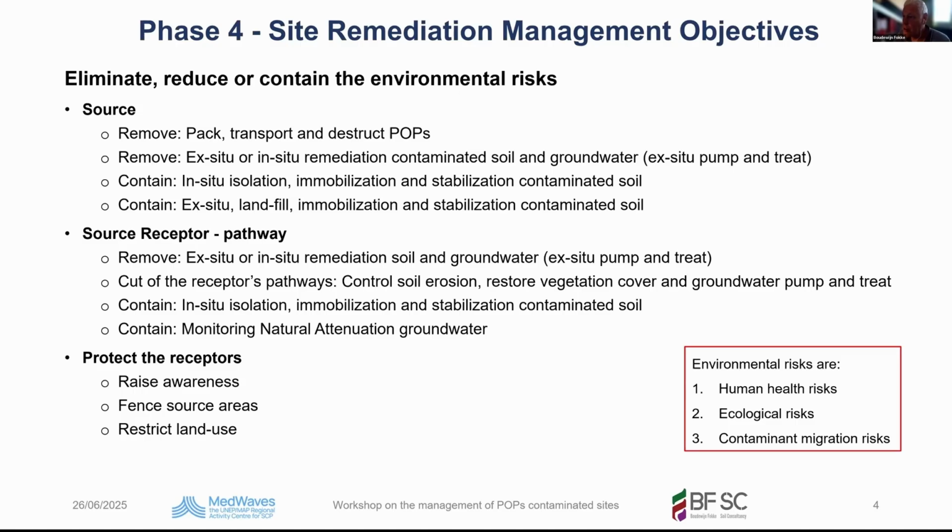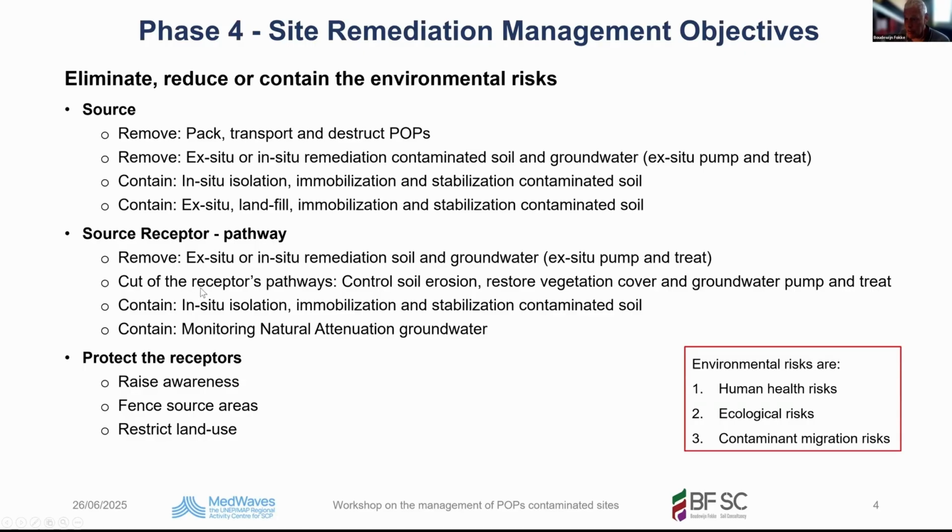That means immobilization. But ex situ containment is, for instance, landfilling, and immobilization, stabilization off-site. So you take away the soil, you mix it with cement bentonite, and you make a depot to contain this contaminated soil. As I earlier said, this is done often with acid tar. Then the other objective, source receptor pathways, remove. Again, actually the same practice, ex situ or in situ remediation of soil and groundwater.